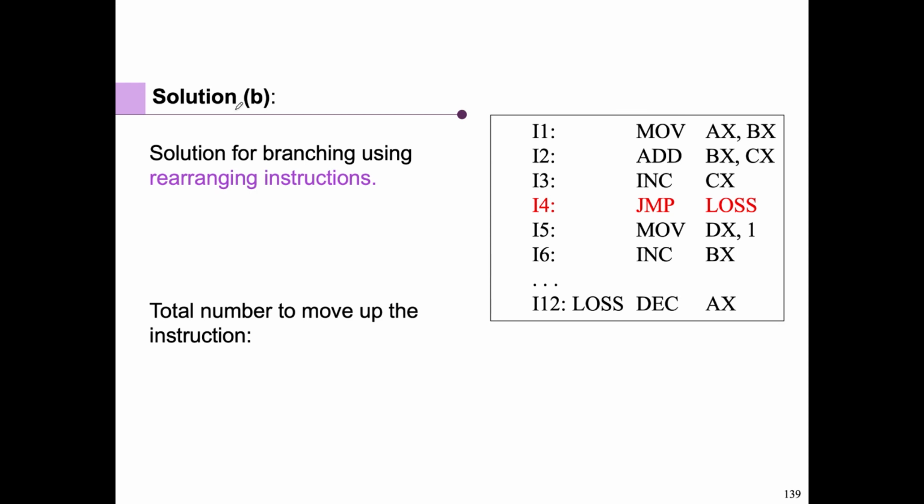So there is also another solution. You can see a solution for branches using rearranged instructions. You move up the instruction, but you are not going to set it until you confirm that it's going to be an error for that belonging task. Then you're going to move up, clear, and so on.